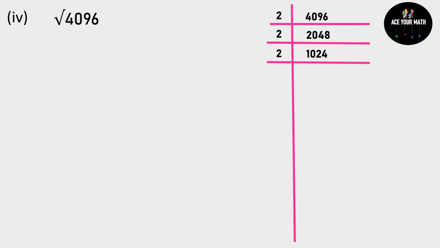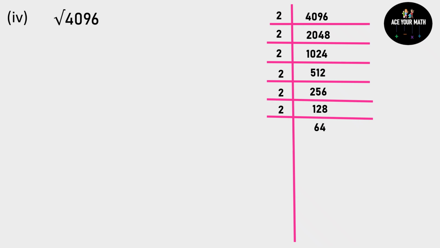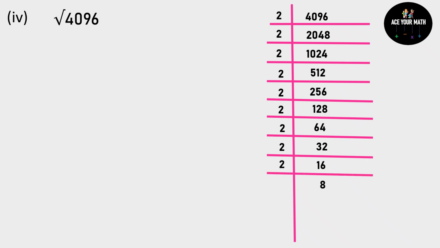You get 512. 512 is divisible by 2. On dividing, you get 256. 256 is divisible by 2. On dividing, you get 128. 128 on dividing by 2, you get 64. Divide 64 by 2, again you get 32. On dividing 32 by 2, you get 16. 16 is divisible by 2, you get 8.